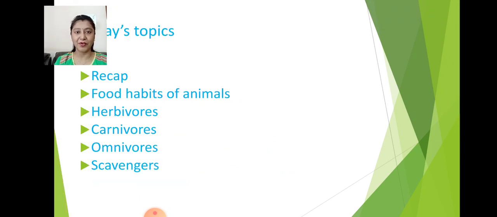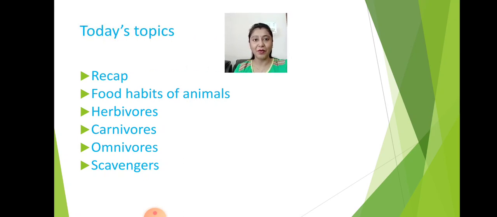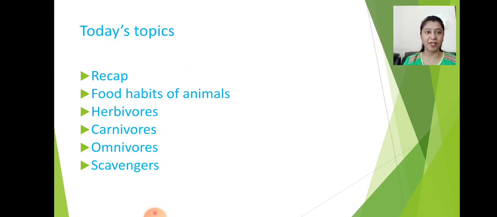Last week in biology, we studied food, the importance of food, and sources of food. That is, we get food from plants and animals. Now let us have a look at today's topics. Today's topics are food habits of animals, that is herbivores, carnivores, omnivores and scavengers.